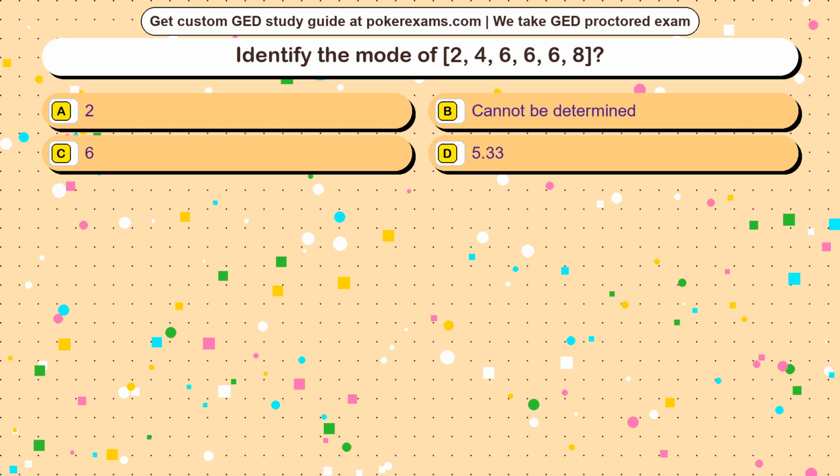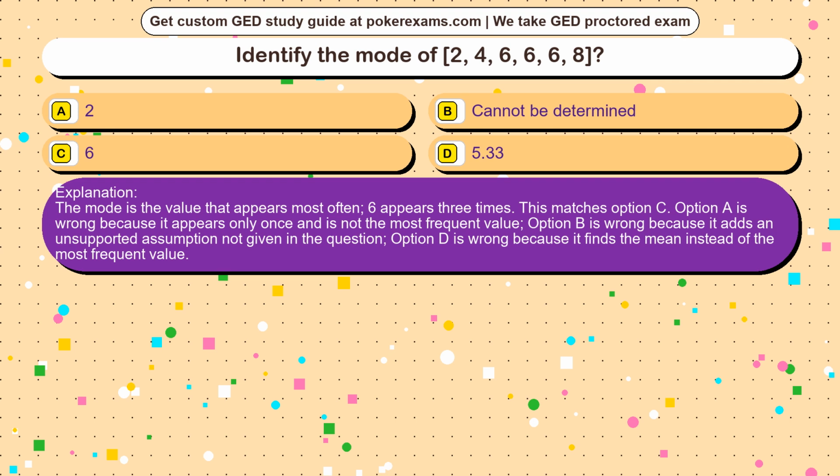The correct answer is option C. The mode is the value that appears most often. 6 appears 3 times. This matches option C. Option A is wrong because it appears only once and is not the most frequent value. Option B is wrong because it adds an unsupported assumption not given in the question. Option D is wrong because it finds the mean instead of the most frequent value.